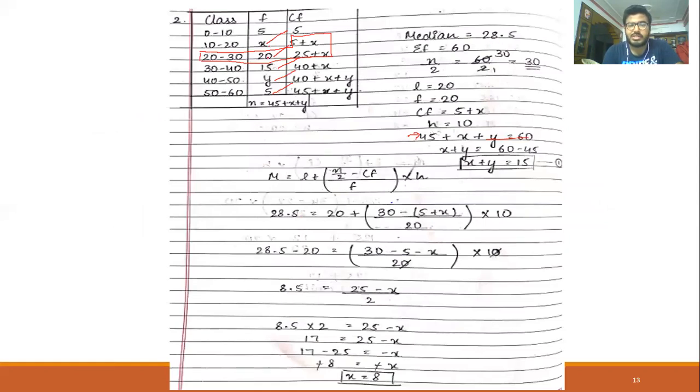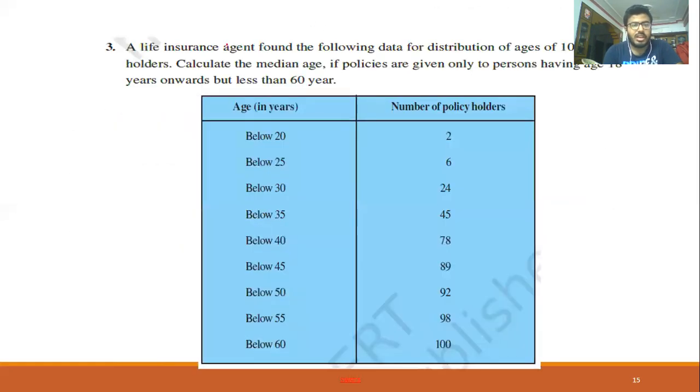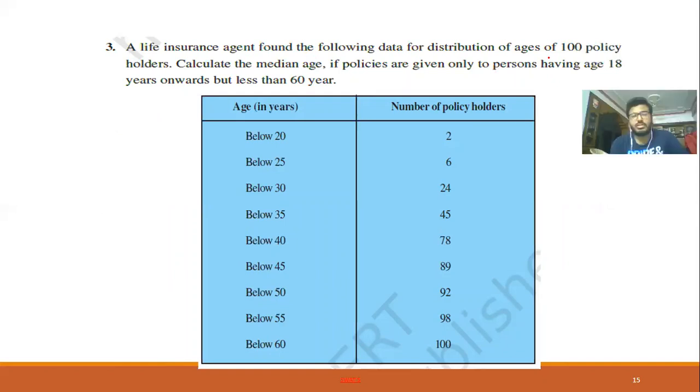Remember one more time, 28.5. So class is important, the class and the cumulative frequency. Next question. A life insurance agent found the following distribution of ages of 100 policyholders. So how many holders are there? 100 policyholders. Now calculate the median age if the policies are given only to persons having 18 years onwards but less than 60 years. So it is 18 to 60 years.